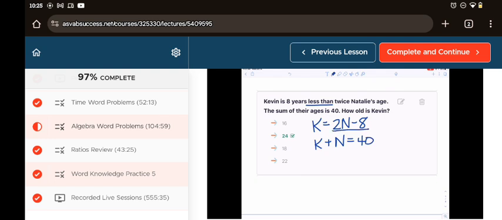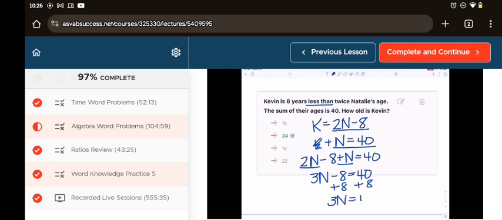Okay, so now what I can do is the same thing. I can replace k with 2n minus 8 because I know k is equal to that. So here, I'm going to replace this, and I'm going to rewrite this. 2n minus 8, and I'm going to keep going. Plus n equals 40. I'm going to combine like terms. 2n plus n, 3n minus 8 equals 40. I'm going to do plus 8, so I can isolate the n. 3n equals 48. And I'm going to divide by 3, and I get 3 goes into 4 one time. 3 goes into 18 6 times, so I get 16.